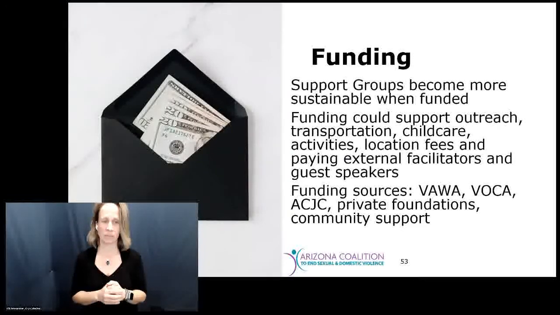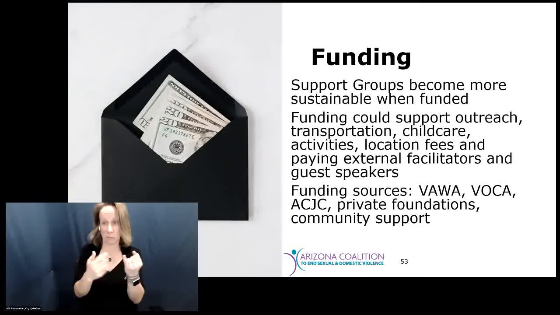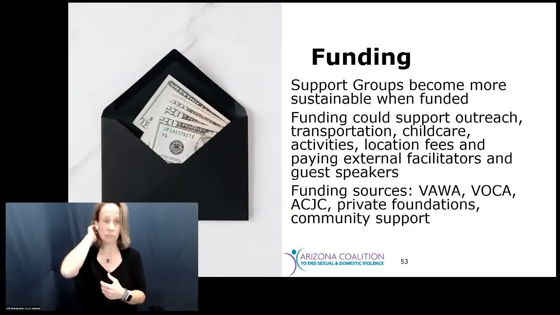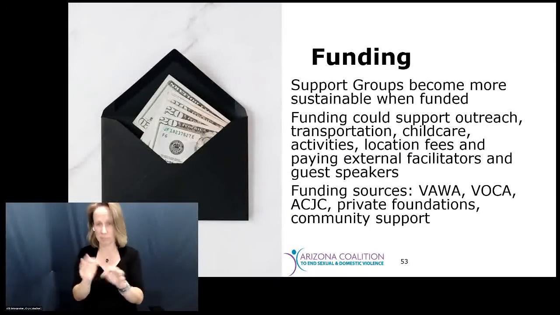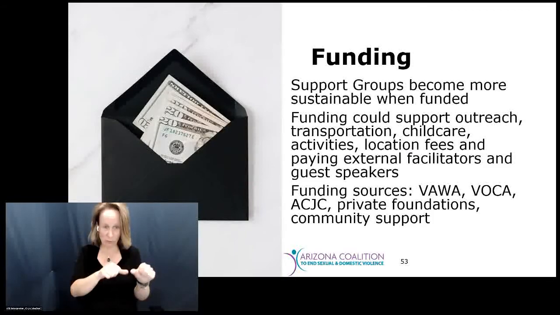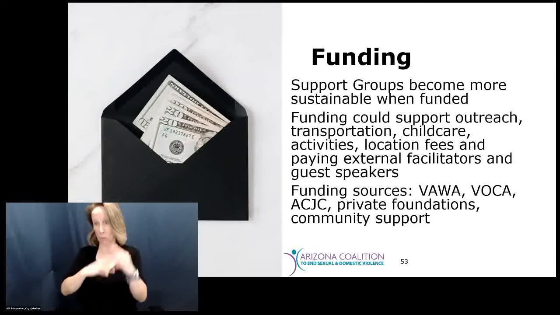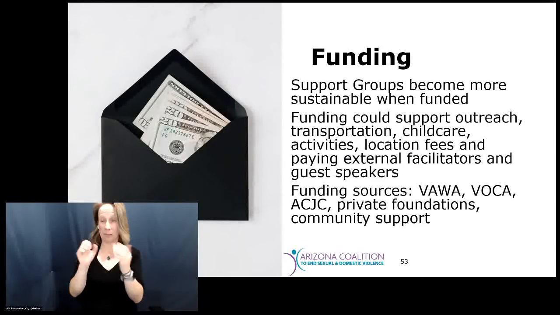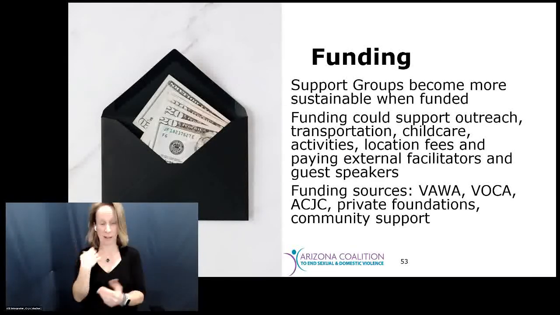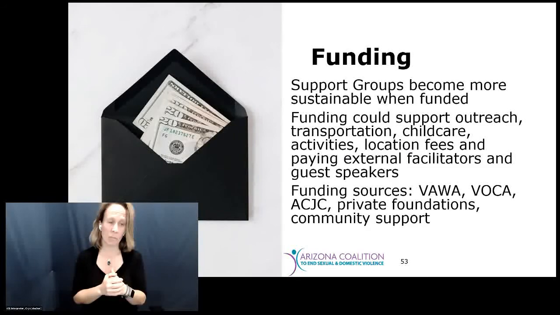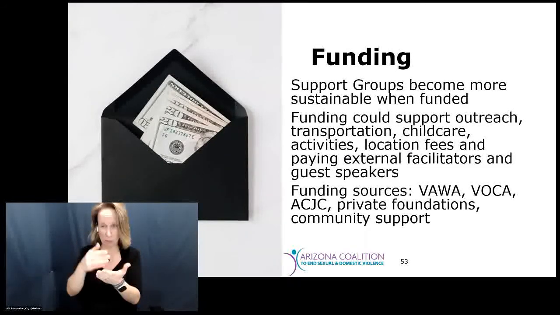Then lastly, we have funding. So funding, as we all know, is important. Again, support groups did start organically with survivors supporting each other and being dedicated to meet. But our reality is that within programs, services become more sustainable when funded. Your support group should be a part of your agency's budget, and you should consider how much things like outreach or activities and other things you may need for your support group will cost, and factor those things in.